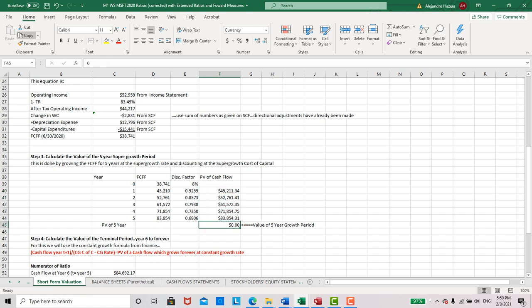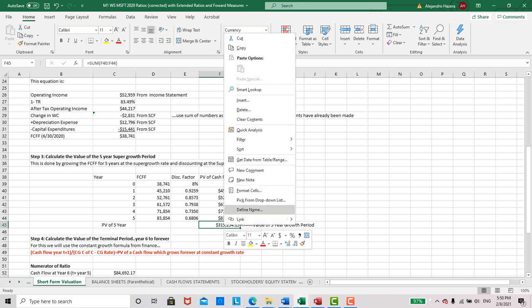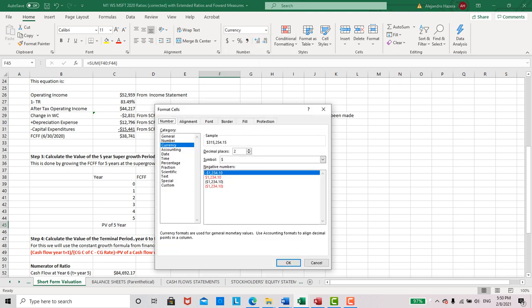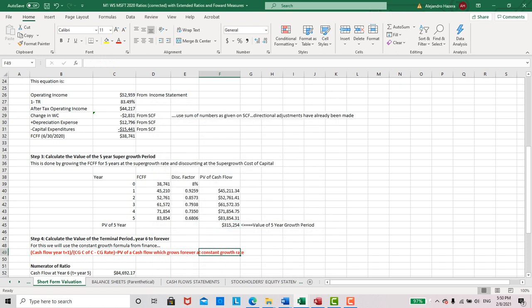And so the value of Microsoft for the next 5 years is based on these cash flows. Theoretically, this is total assets, but that's not necessarily true. So the 5-year growth period has a value of $315 billion. I'll zero these out. I know it's a lot of money, actually, but we'll change that just to make it simple.